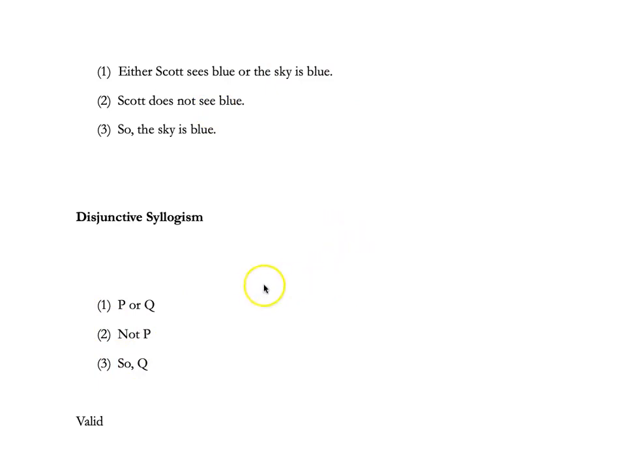A way to see that it's valid is, remember we said P or Q is true when both of them are true or when just one of them is true. So if P is not true, then it can't be true because both of them are true, and it can't be true because P is true. The only way this thing's going to be true is if Q is true. So if either Scott sees blue or the sky is blue, and I'm not seeing blue, then the sky's got to be blue. Always valid.